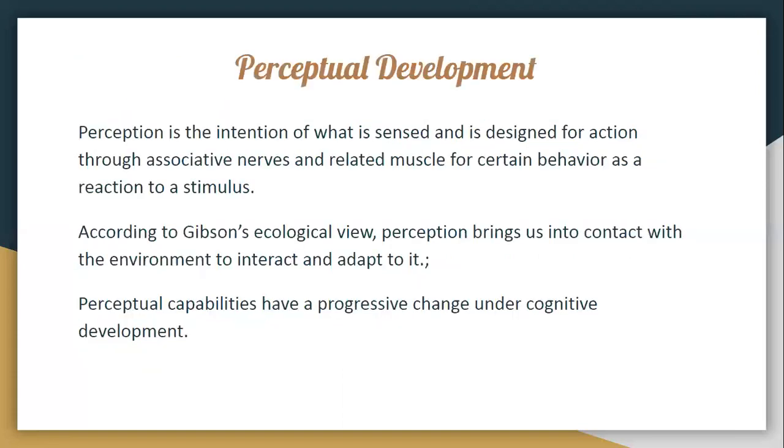Moving on to perceptual development. Now, perception is the interpretation of what is sensed and is designed for action through associated nerves and related muscles for certain behavior as a reaction to a stimulus.